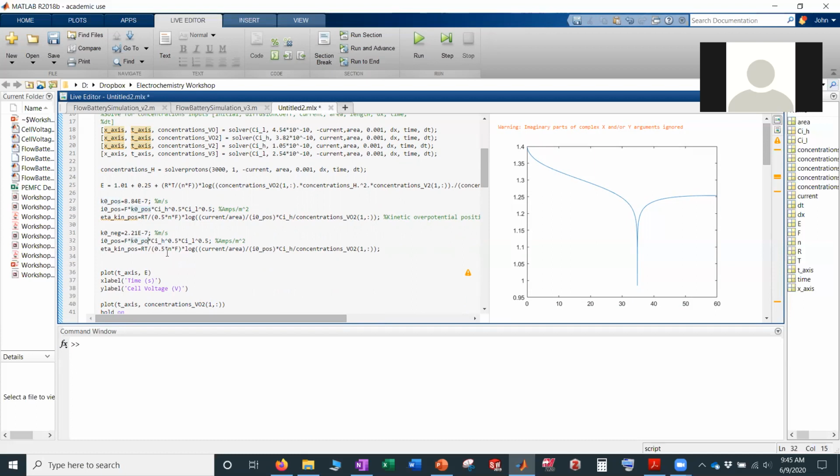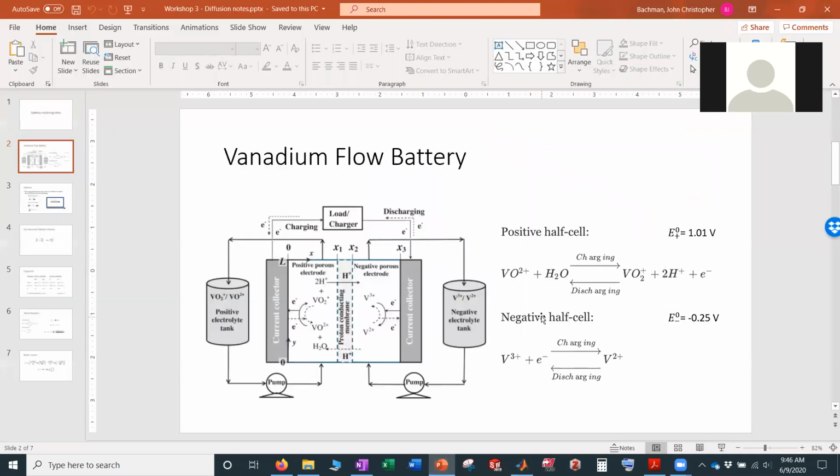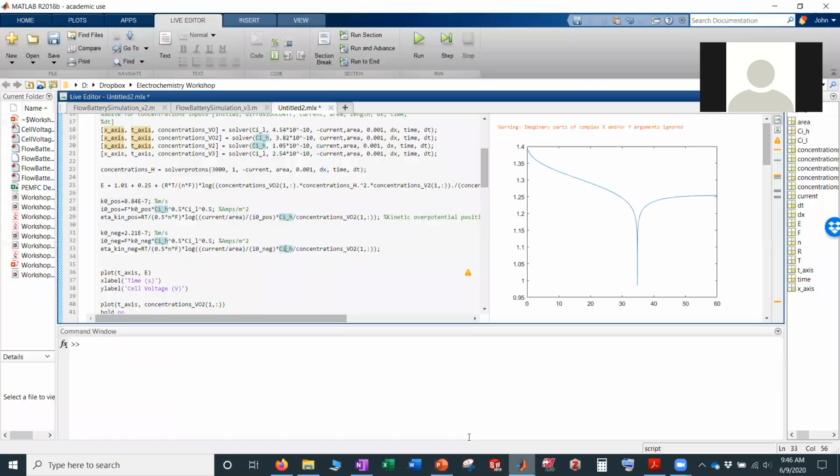So for this it should be K negative. Eta kin, and we need to do the negative. This is all right, this is all right. We need I naught negative. Change this, this should be all negative. And then in this case, on the negative side, our reactant is the V2 plus. So the concentration of V2.